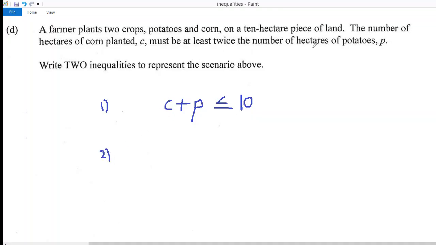Second inequality comes from the second sentence. The number of hectares of corn planted, C, must be at least twice the number of hectares of potatoes. At least twice the number of hectares of potatoes. So therefore, C must be connected to twice the number of potatoes in some way. It is at least. So we have to convert at least into one of the symbols for inequalities. So at least can be more than or equal to.